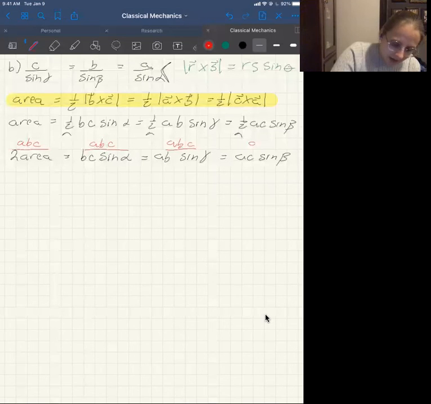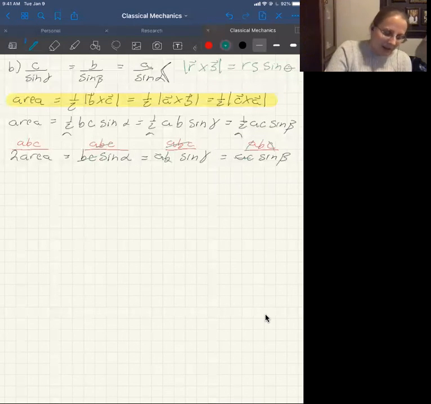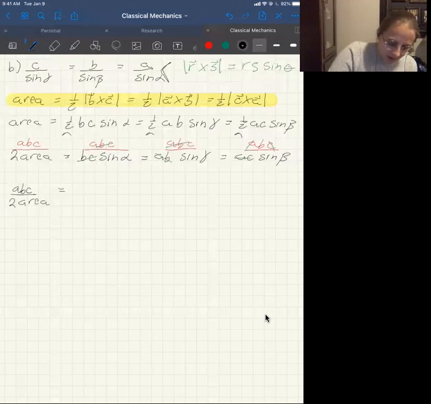And so when I do that, first I get the sines to be on the bottom of the fraction, and secondly, I get all of the magnitudes in the denominators of these fractions to cancel. So what I end up with finally is a term ABC over 2 times the area, which can be ignored, is equal to A over the sine of alpha, which is equal to C over the sine of gamma, which is equal to B over the sine of beta, which is the law of sines, which is what we were trying to prove.